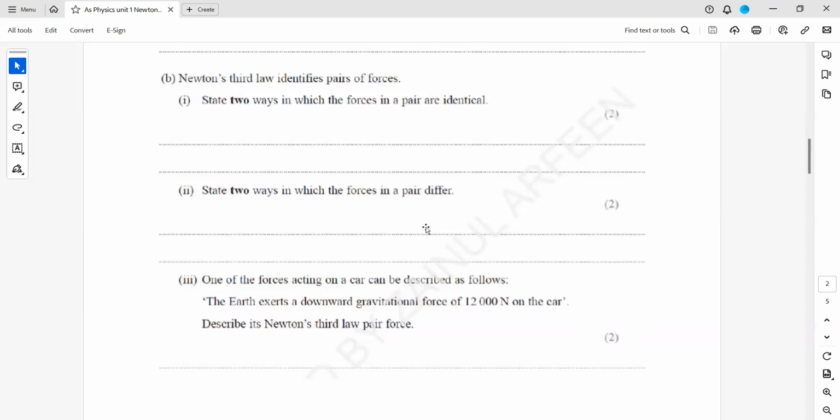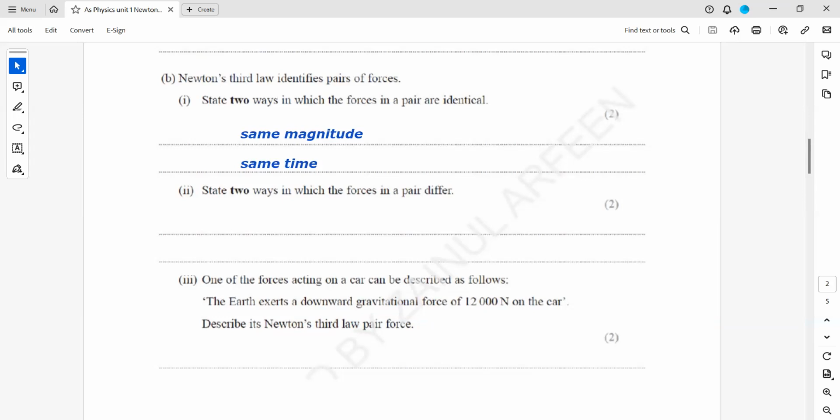They should act in the same line, they will have the same magnitude as well, acting at the same time. So same magnitude and acting at the same time, same line, same type, you can refer. How are these Newton pair forces different from each other? They're acting in opposite directions, different directions, and they're acting on different objects as well.